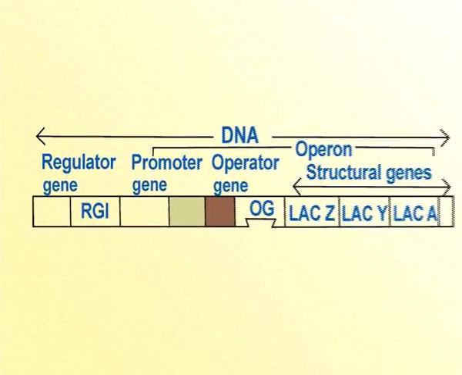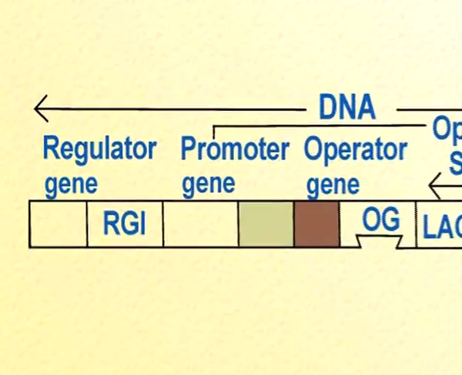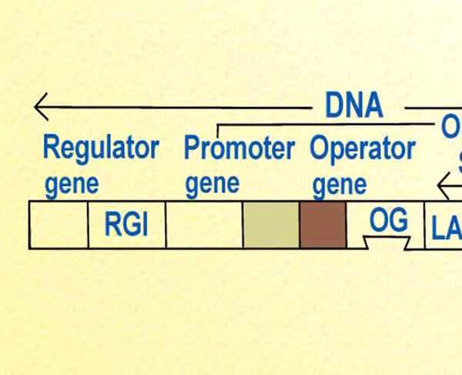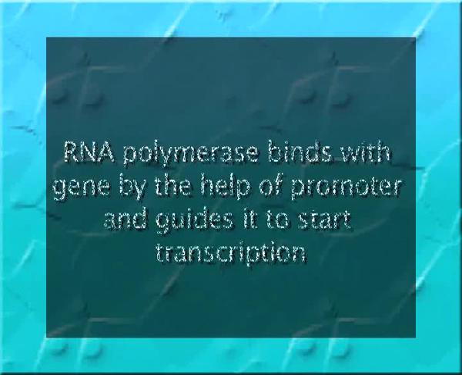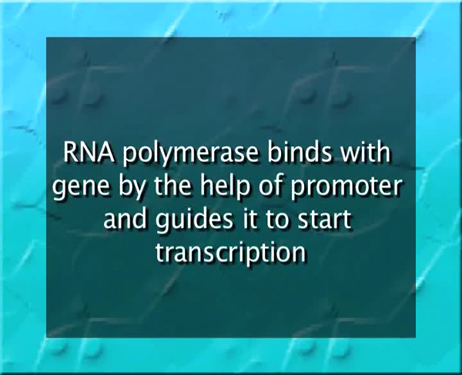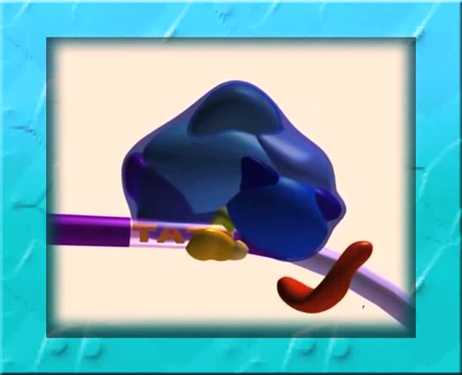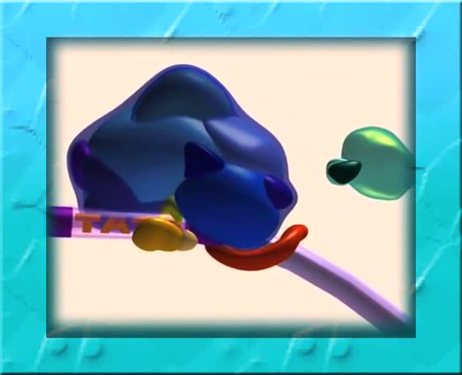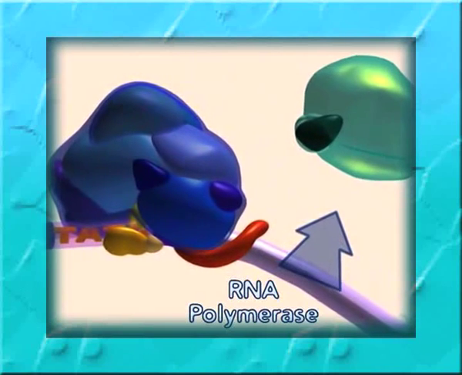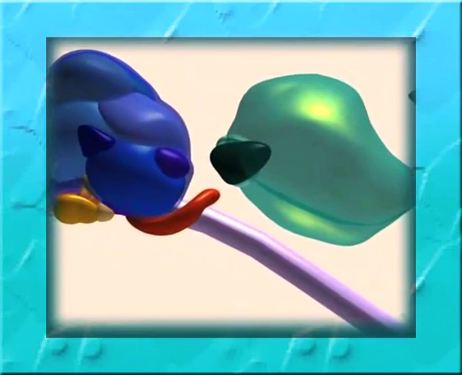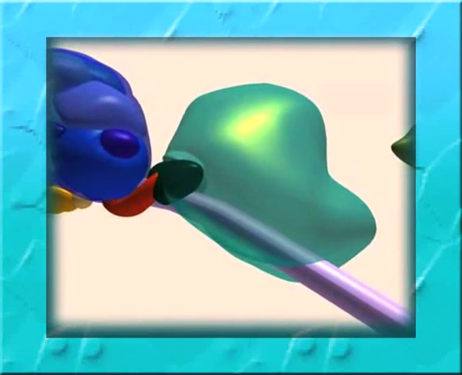What is a regulatory region? Among the number of different elements present in this region, the promoter is the most important regulatory element. RNA polymerase binds with the gene with the help of the promoter and guides it to start transcription. Now, what is a promoter? Promoter is defined as a sequence of DNA having the signal which directs the proper binding of RNA polymerase to DNA and activates it to a form which is capable of initiating the transcription.